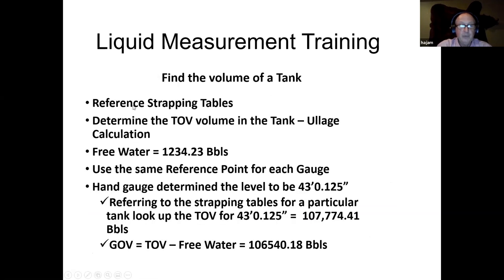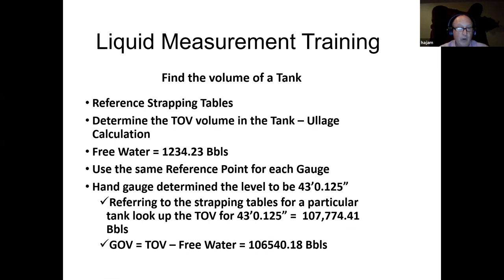So we use our reference tank tables. We have to determine the total volume in the tank. Use your calculation, and we have to determine the free water in the tank. Remember, we go back in and find out if there's any free water in that tank. In our example here, we determine there's 1,234.23 barrels of water in the bottom of that tank.